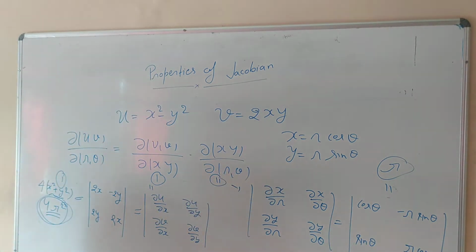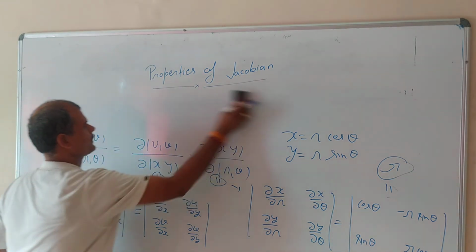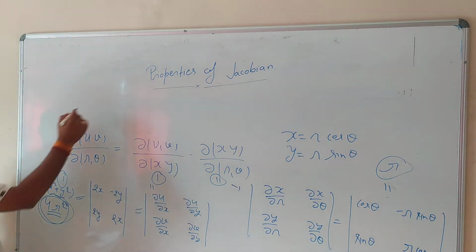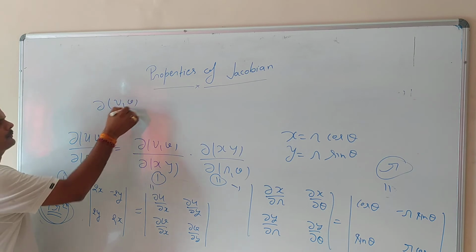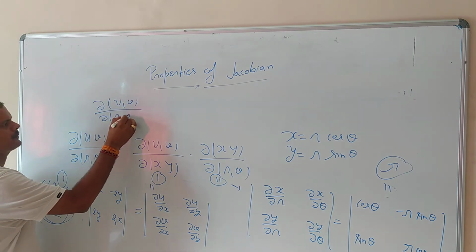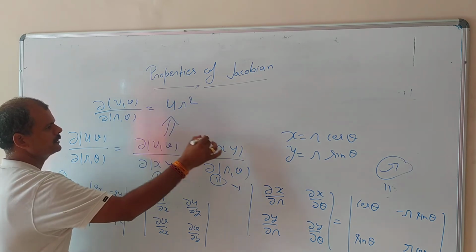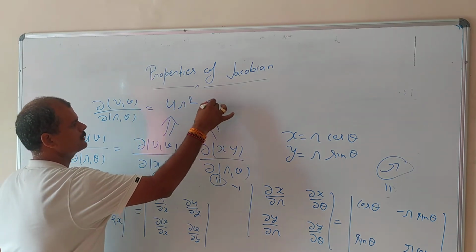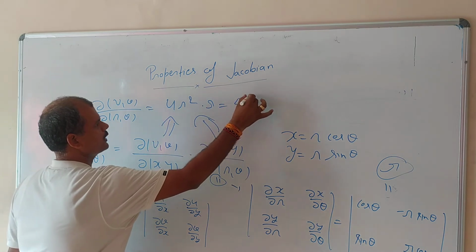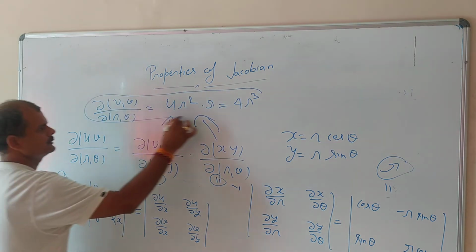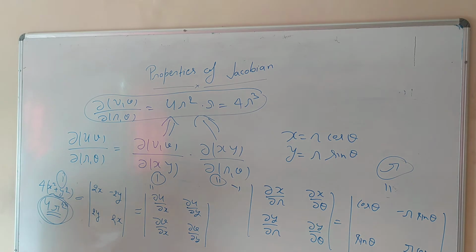So the final answer will be: Jacobian of u, v with respect to r, theta will be 4r square, that is your first Jacobian, into the second Jacobian r. So we get 4r cube. So this is your answer. Using the second property we got the answer.